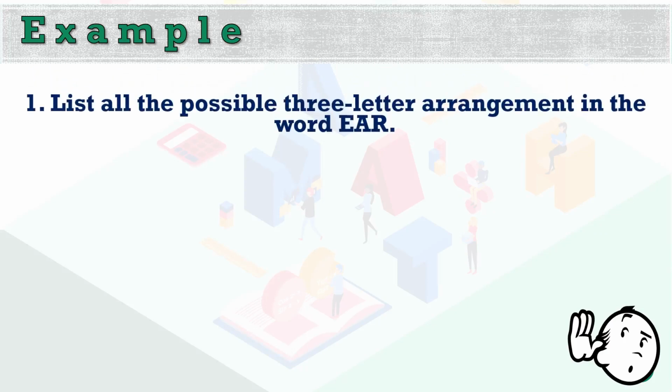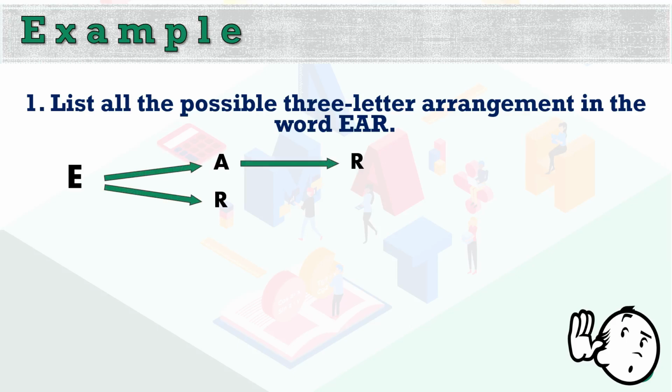Example number 1. We are asked to list all the possible three-letter arrangements in the word ear. So there are three positions. If I start with letter E, the next letter could be A or R. And if E is placed in the first and A in the second, the last letter for the last position is R, which gives an arrangement EAR. If E is in the first position and R in the second, the last letter for the last position is A, which gives an arrangement ERA.